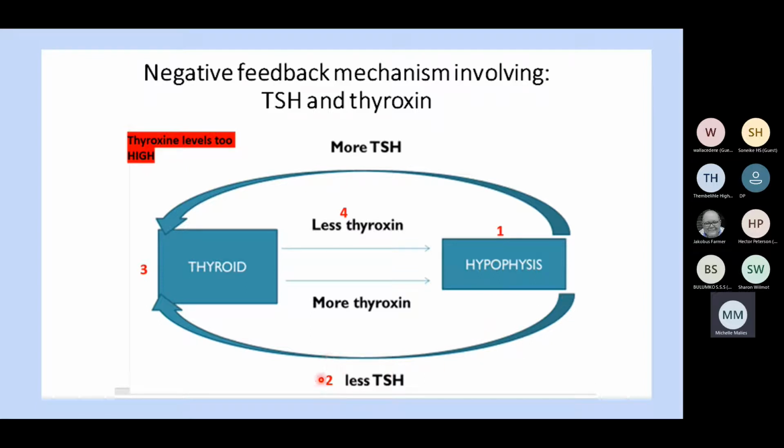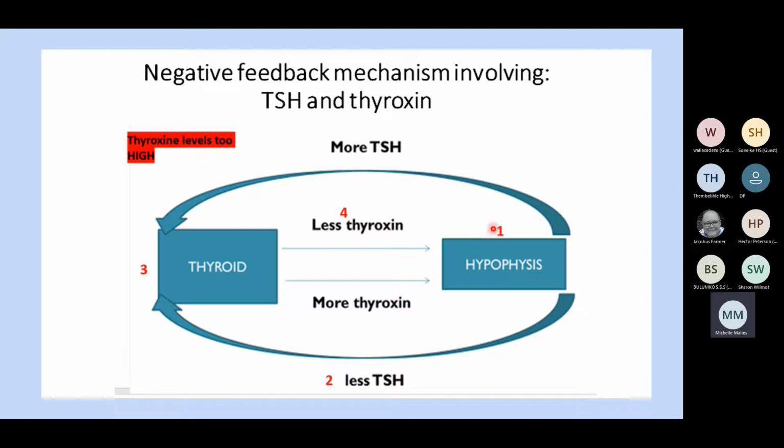Follow the arrow. From 2, less TSH will then go to the thyroid gland. Number 4, the thyroid gland will then secrete less thyroxine. And this will decrease the level of thyroxine in your bloodstream, and your thyroxine will then go back to normal.